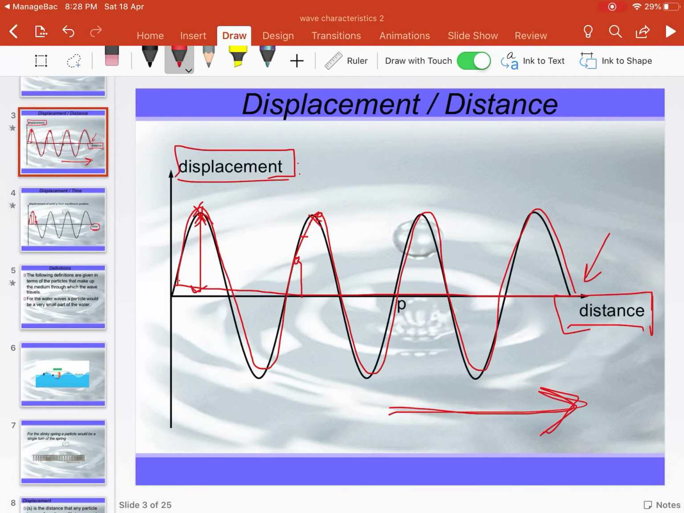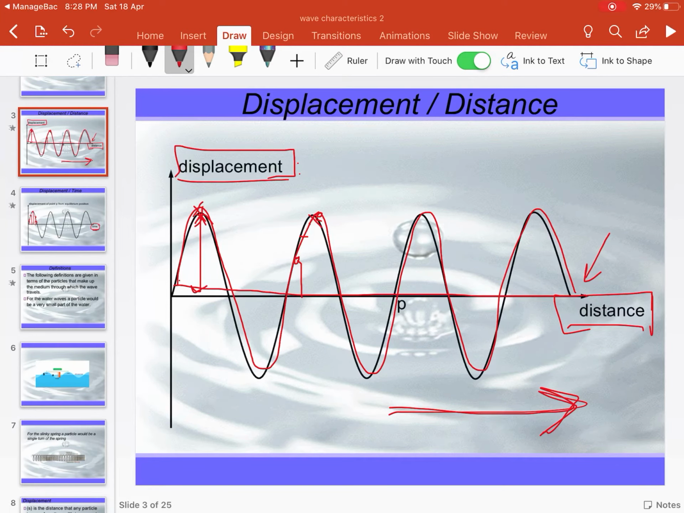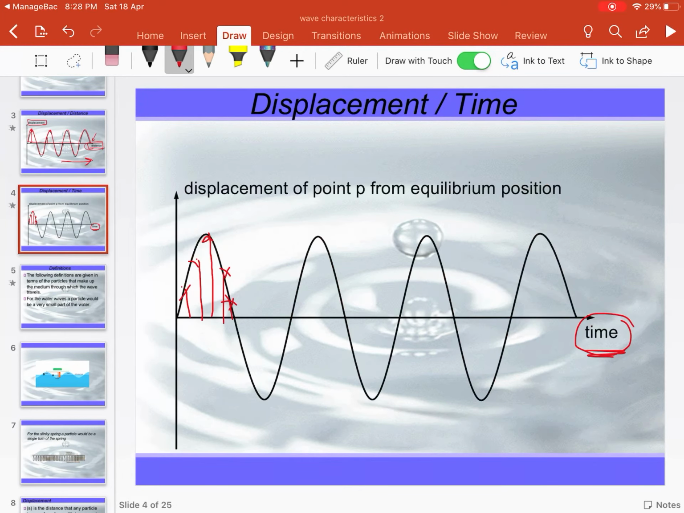Now, if you join these two, you get a wave progressing in space and time. But we can't do it on a 2D graph.